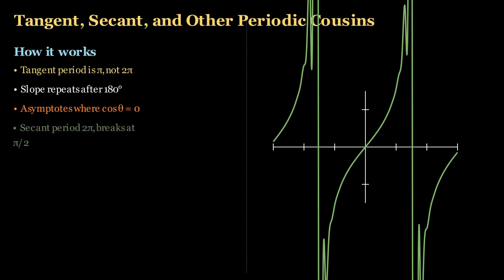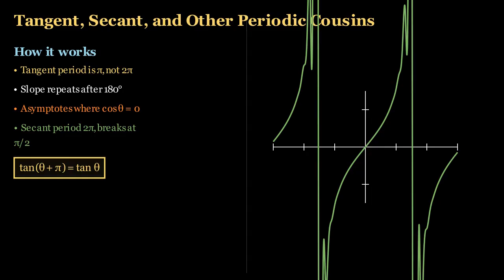Also, when cosine is 0, at 90 and 270 degrees, the radius is straight up or down. The slope is infinite, so the tangent graph shoots off to infinity there. We call those vertical asymptotes.